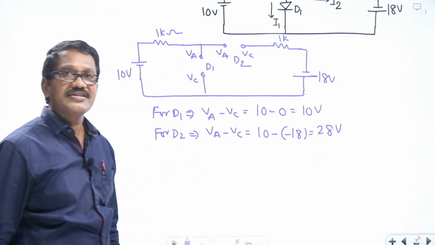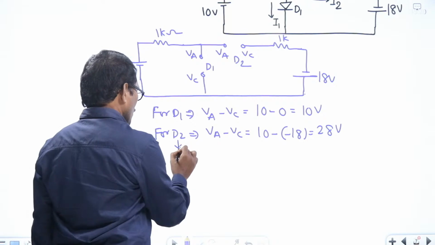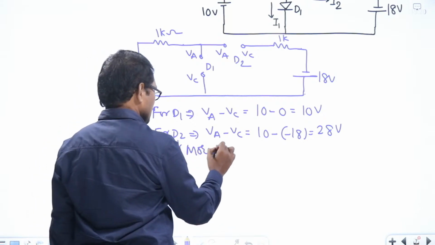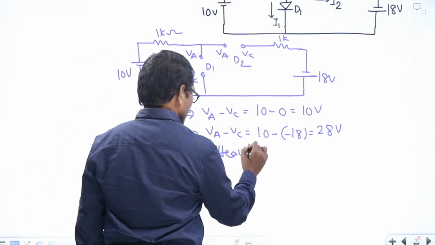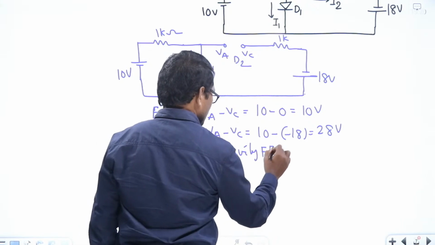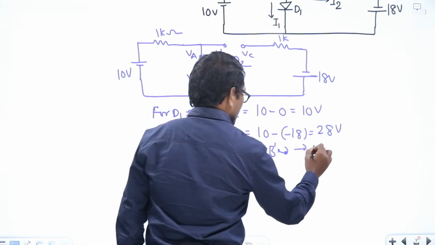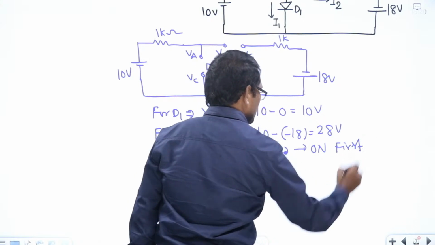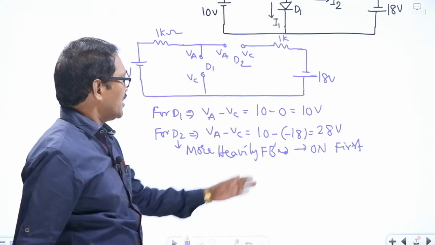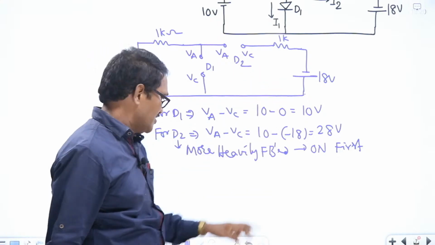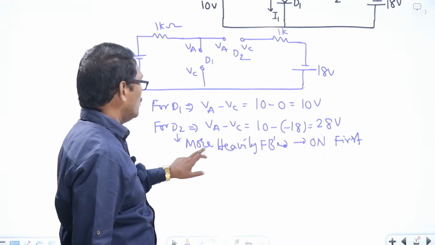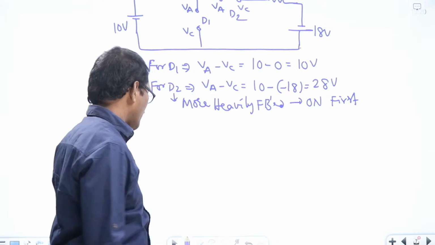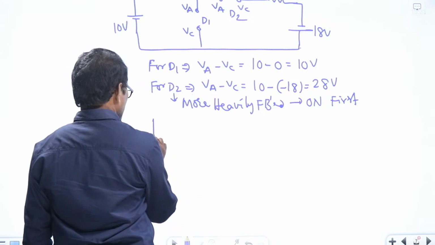That means what does it mean? D2 is more heavily forward biased, so that it becomes on first. Therefore, D2 can be replaced by V gamma, 0.7 volts. Now replace D2 by V gamma. Let us redraw the circuit diagram.